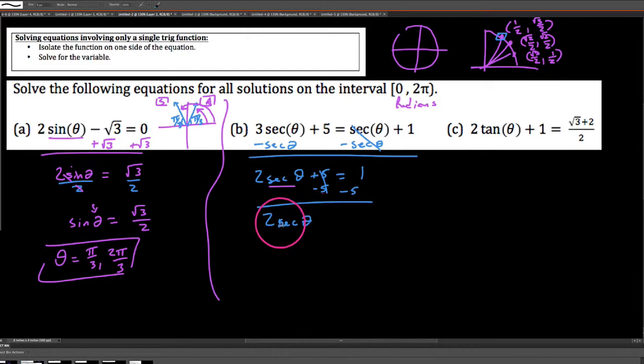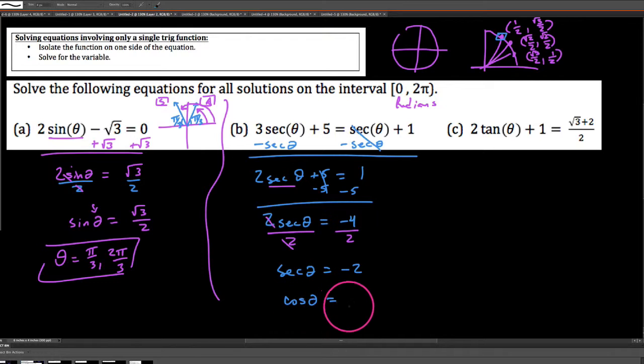our angle, let's try this again, secant of our angle here is equal to negative 4. Dividing both sides by 2 now to isolate our secant, we get that the secant of theta is equal to negative 2. And so it's got to be true that if we reciprocate both sides here, we get negative 1/2 as our cosine value.